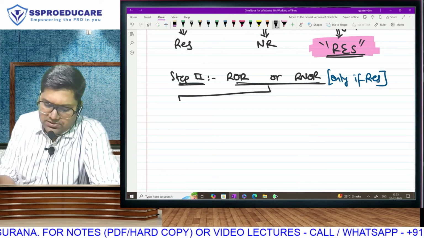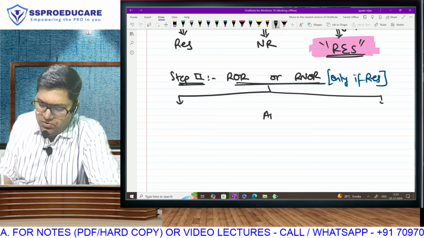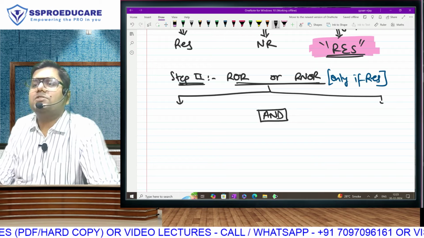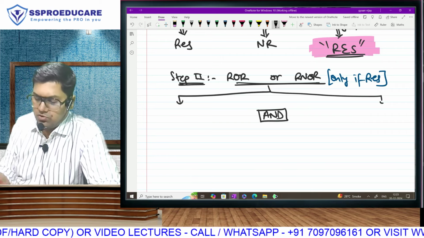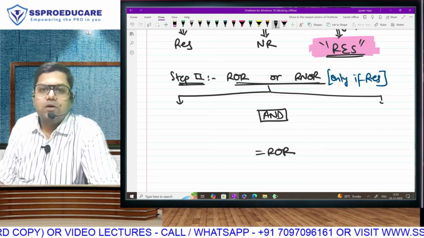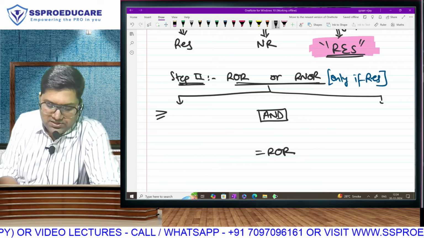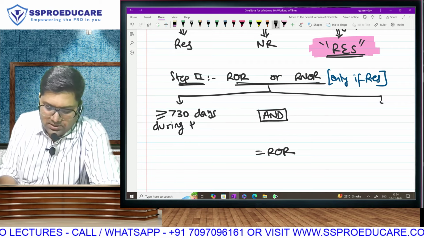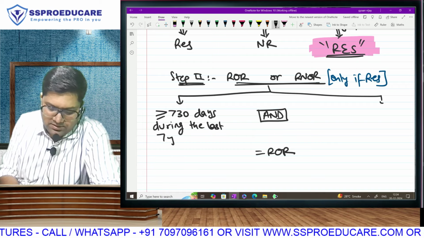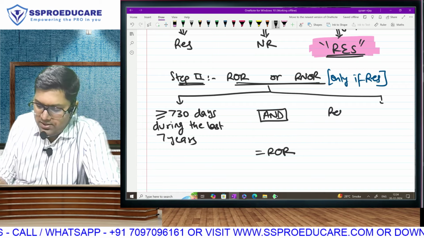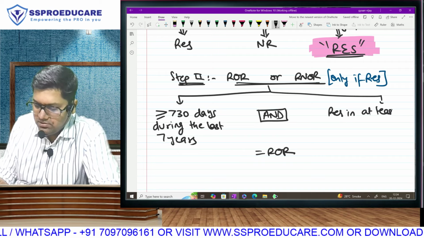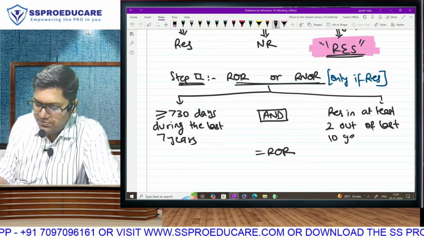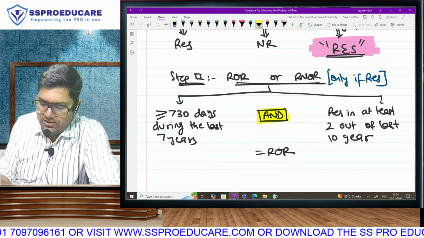They have given us 2 conditions. And between these 2 conditions, they have written the word and. And means you have to satisfy both. If you satisfy both, so you will become ROR. If you were physically present in India for 730 days or more during the last 7 years and you are a resident in at least 2 out of last 10 years, then we will declare you ROR and cumulative condition.